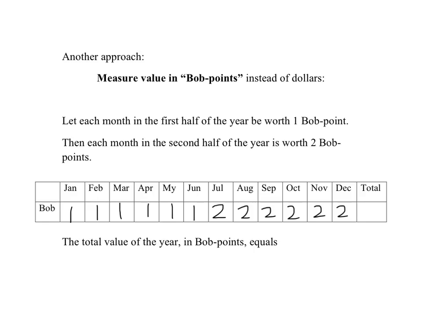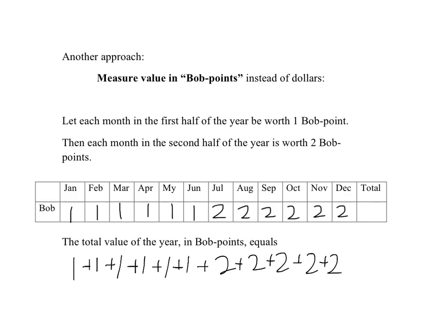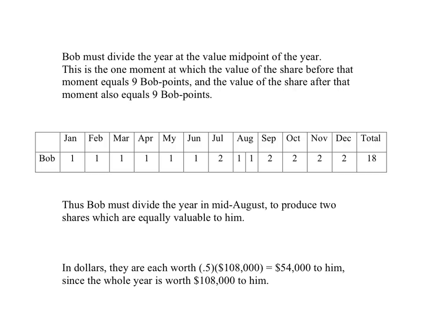That means that the total value of the year in Bob points, we can add them all up. 1 plus 1 plus 1 plus 1 plus 1 plus 1 plus 2 plus 2 plus 2 plus 2 plus 2 plus 2 equals 18 Bob points. So that means that the value midpoint is determined by half of 18. It may be easier to think about 9 Bob points than to think about $54,000. Either way, Bob has to divide the year at the value midpoint according to his value system.